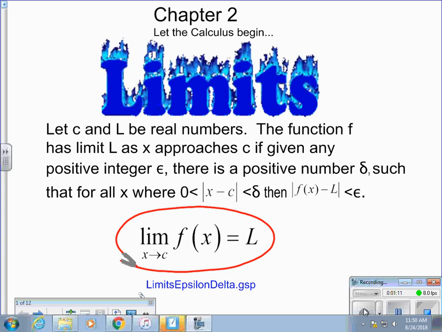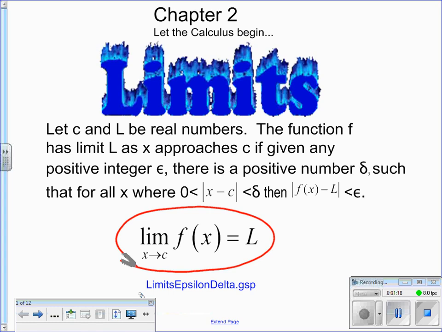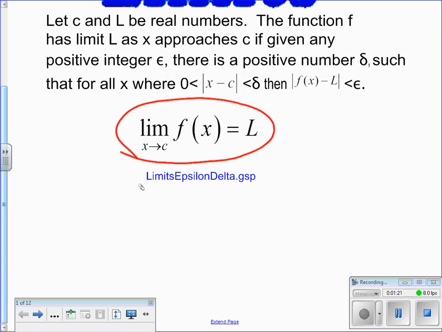But here's what's important when we're talking about limits. The limit as x approaches C, not as x is C, but as x approaches C, of the function f of x is L. It's a numerical value. If it exists, it is a numerical value. L is a numerical value.